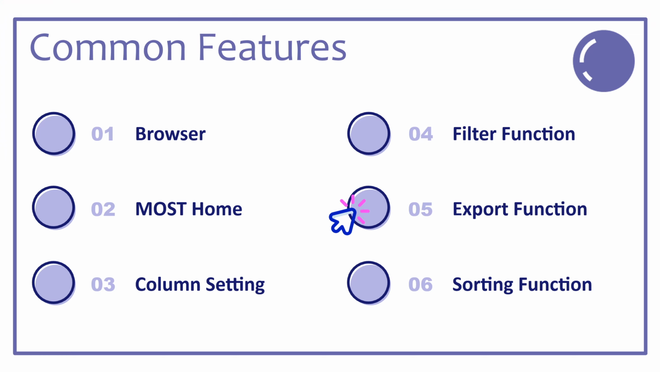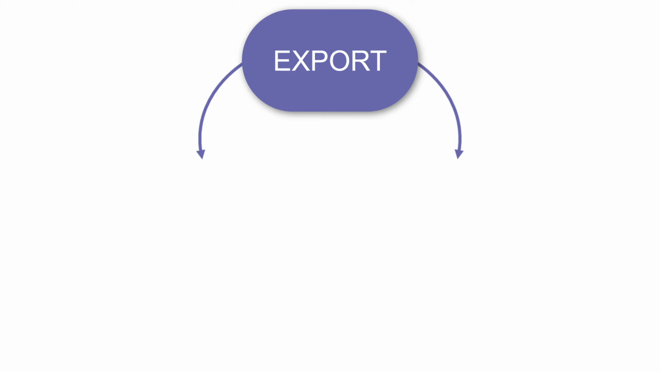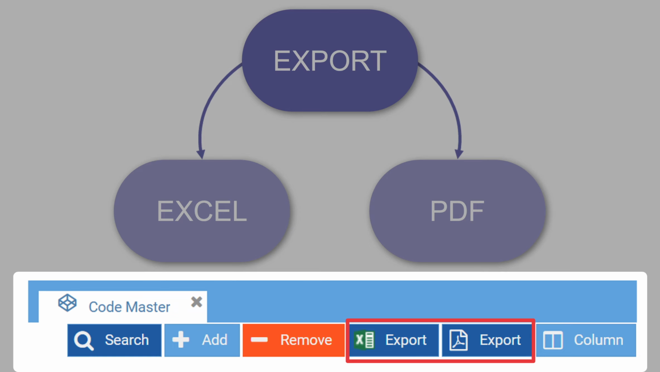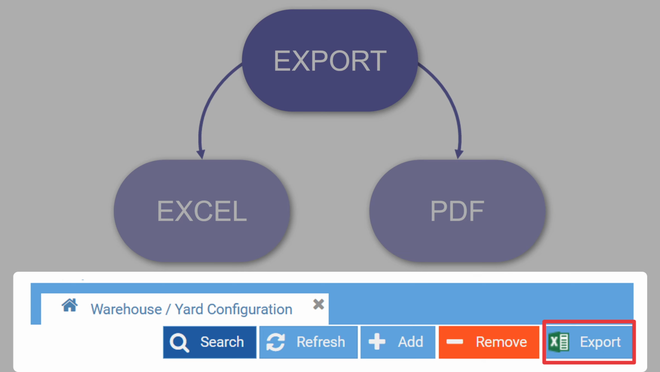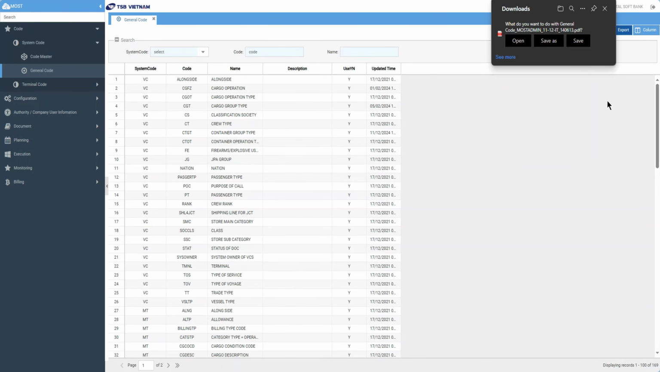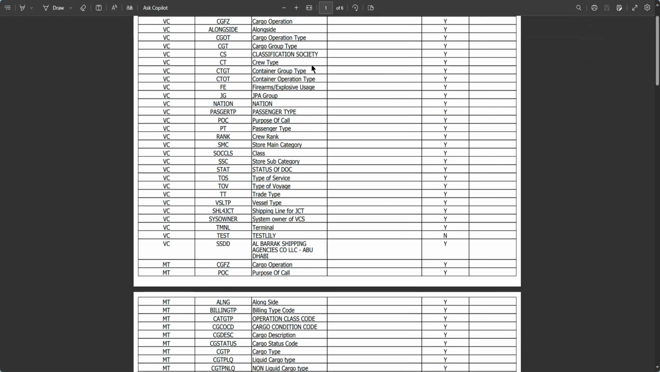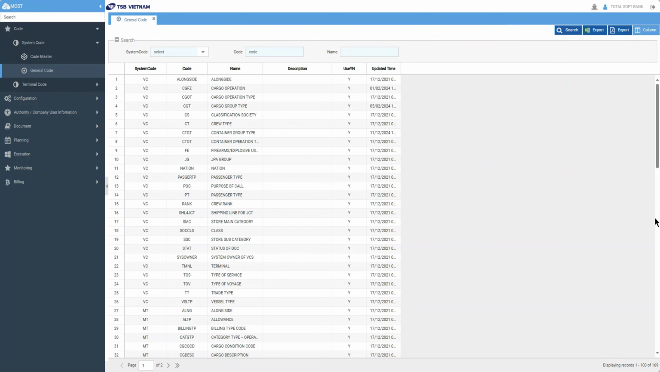And now let's talk about the export function. On most screens, the MOST system supports exporting to 2 formats, Excel and PDF. However, in some cases, you may only be able to export to an Excel file. All you need to do is select the export format you want, then click the corresponding export button. There is an example showing how to export to both Excel and PDF.